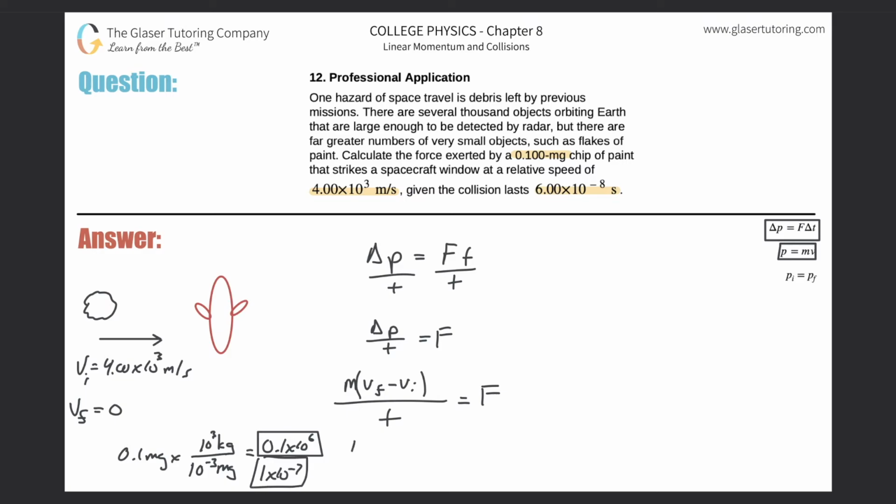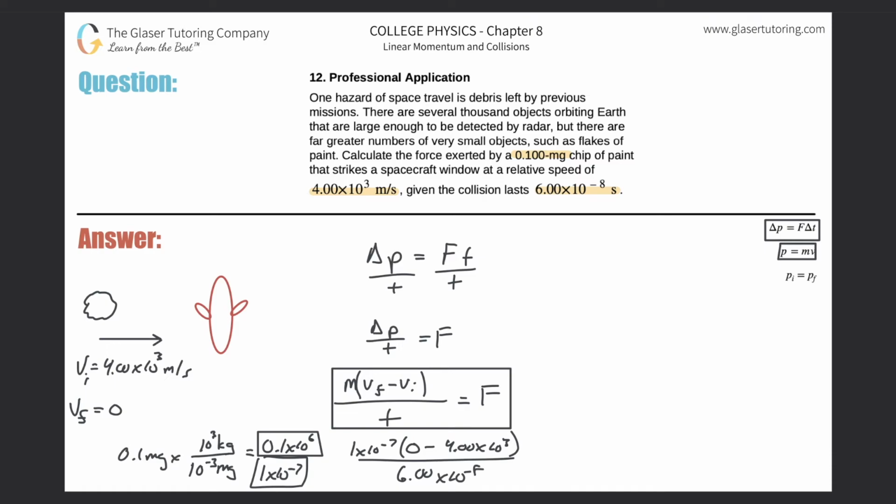So let's plug that in. Actually, let me just box this formula for you guys. It's a useful formula to know. So 1 times 10 to the minus 7 multiplied by the final velocity, which we said was 0, minus the initial velocity. It was pointing to the right-hand side, therefore it's positive, and it has a value of 4.00 times 10 to the third. All divided by the time over which this force acted, and it told us that the collision lasts for 6 times 10 to the minus 8 seconds, and this would give us our force.